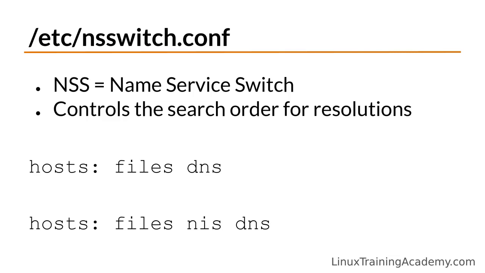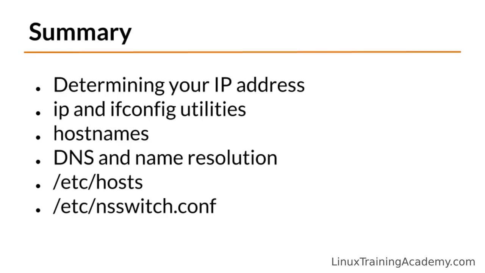In this lesson, you learned how you can see what IP addresses are assigned to the network interfaces on your Linux system. You also learned how to manually add IP addresses using the ip and ifconfig utilities. Next, you learned how to set and get the host name of a system. We also talked about DNS and using the host and dig utilities to resolve names and IP addresses. You learned how to make entries in the /etc/hosts file and how to control the order that name resolution takes place by using the /etc/nsswitch.conf file.